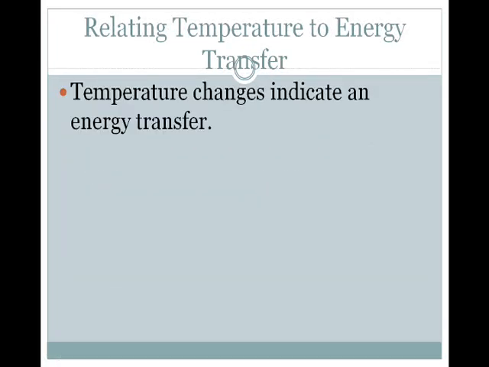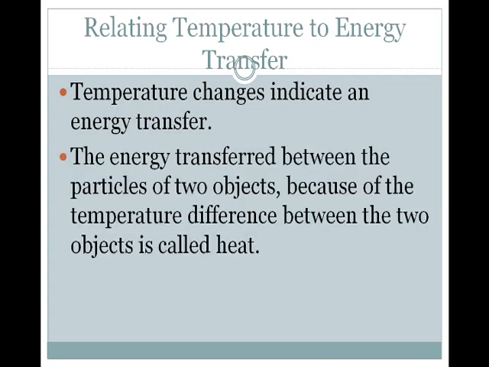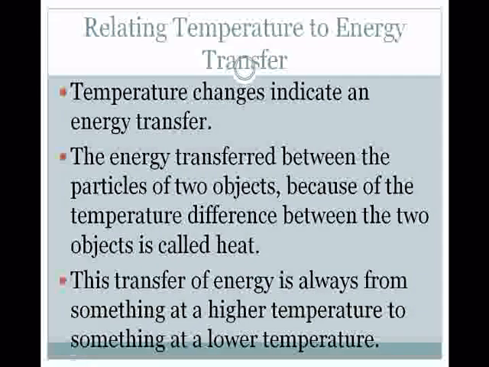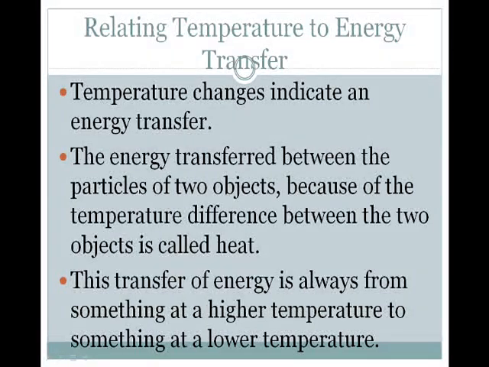Now, temperature changes indicate an energy transfer, which we've already discussed, and the energy transferred between the particles of two objects because of the temperature difference between the two objects is called heat. And what's happening is when you have two objects that are touching one another, the temperature wants to equalize and be the same. So it's transferring, trying to get you to the same temperature. This transfer of energy is always from something at a higher temperature to something at a lower temperature. So that's how the energy moves. It goes from the higher temperature to the lower temperature.